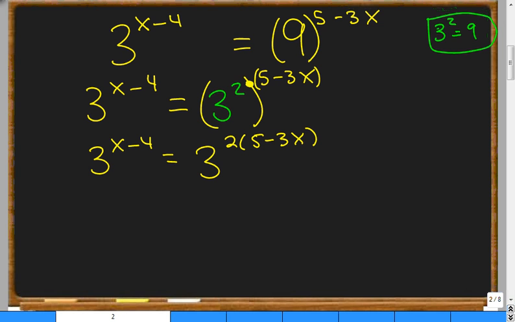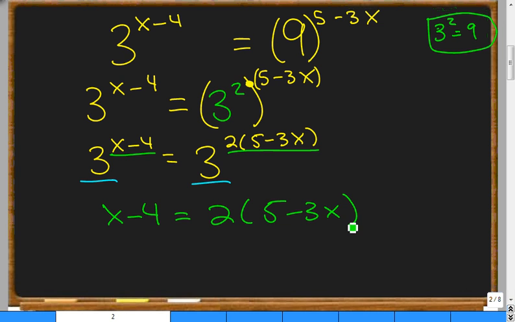So now we actually have two like bases. They're the same. And our rule says that if we have this situation, now there can't be any additional fluff, like no plus anythings, nothing like that. If we have this, then we can make a direct relation between these two things. We can say that x minus 4 is going to equal 2 times 5 minus 3x. And we can go forward and solve for x down the line, but that's not the point of this video. The point of this is to show you that this has to be a true statement.